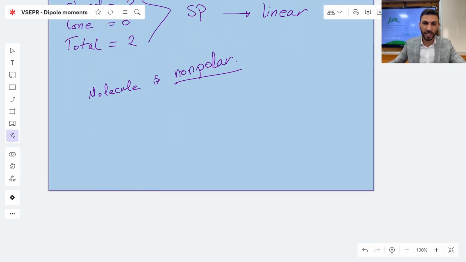Another example of a nonpolar molecule, for example, CH4, is a nonpolar molecule because although these are polar bonds, all of them are polar bonds and they cancel each other because they are equal. So also CH4 is non-polar.